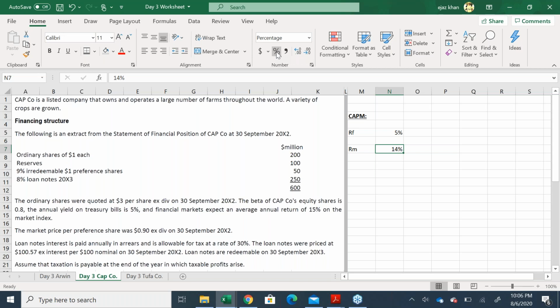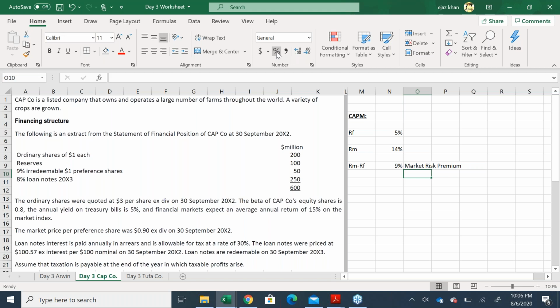What's the additional return that we are expecting from this market? 9%, right? RM minus RF, the difference of the two, 9%. This is called a risk premium, but this is the market risk premium. This is something that we expect from the market as a whole, not from a particular company. Okay, that's from the market.